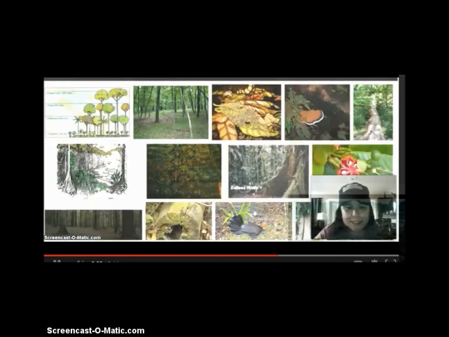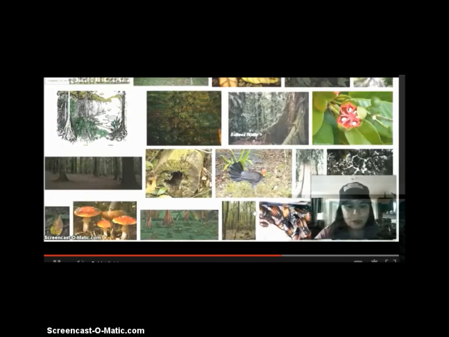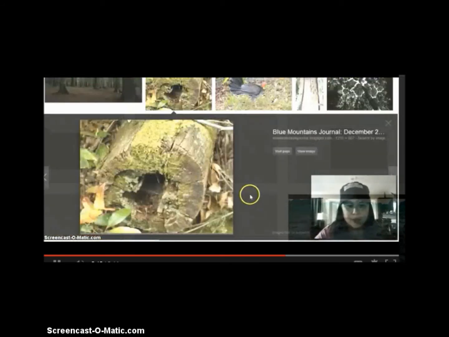And let's see, just scrolling through here. This is a big old log that's decaying and breaking down, and that is a great source of energy for the organisms living in the rainforest, the plant organisms, because they rely on the soil for some of their nutrients.